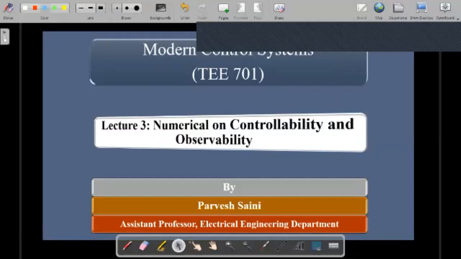So in this lecture, we will discuss one or two numericals related to controllability and observability. We will see how to solve, how to check the controllability and observability of a system which is represented by a state space model.